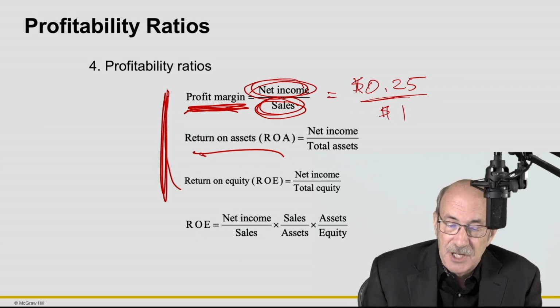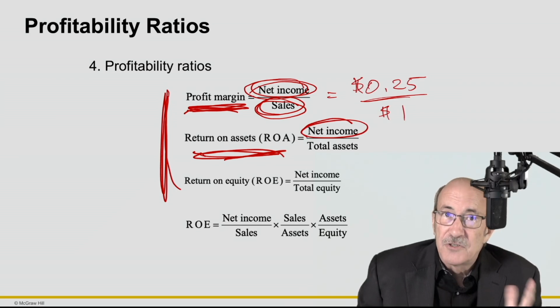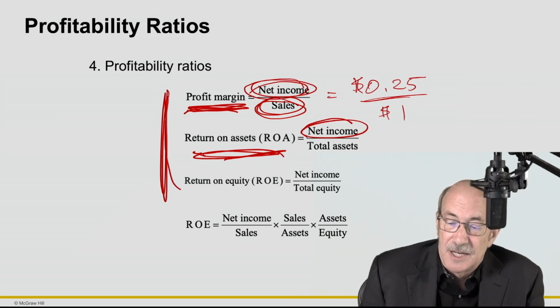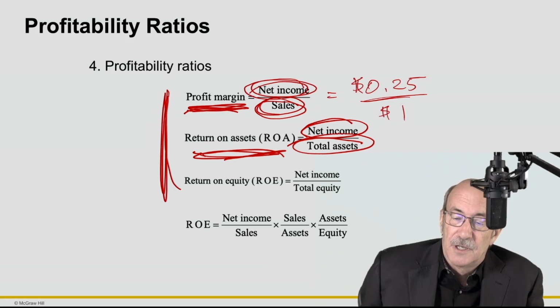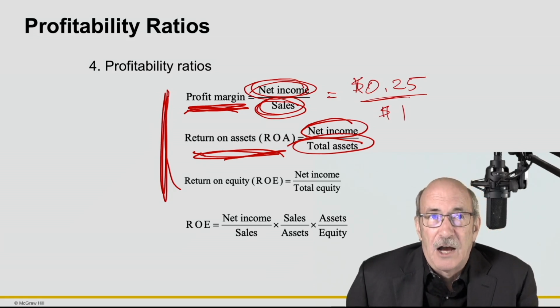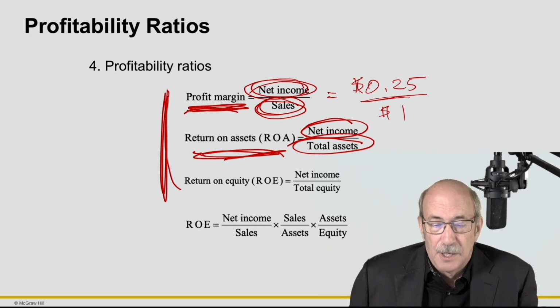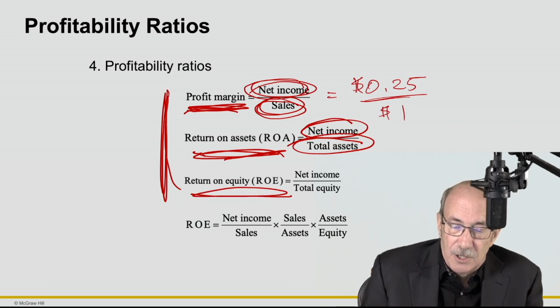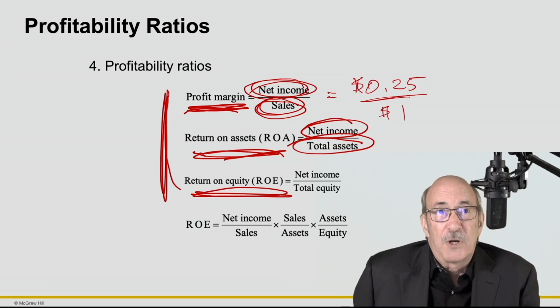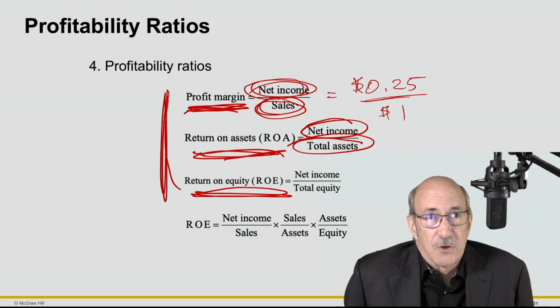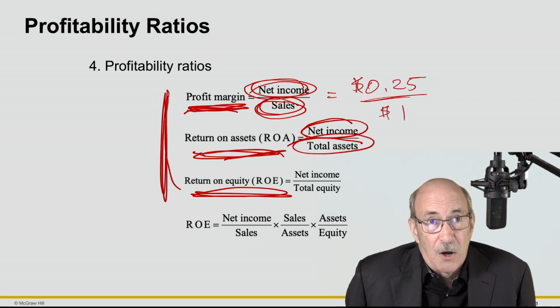Return on assets takes that same net income figure, and instead of scaling it by sales, it scales it by assets and gives us an idea of how profitable our asset base is. And again, the higher the figure in all of these cases, the better. And then finally, the all-important return on equity, which tells equity stakeholders, that is stockholders, how well they're doing.